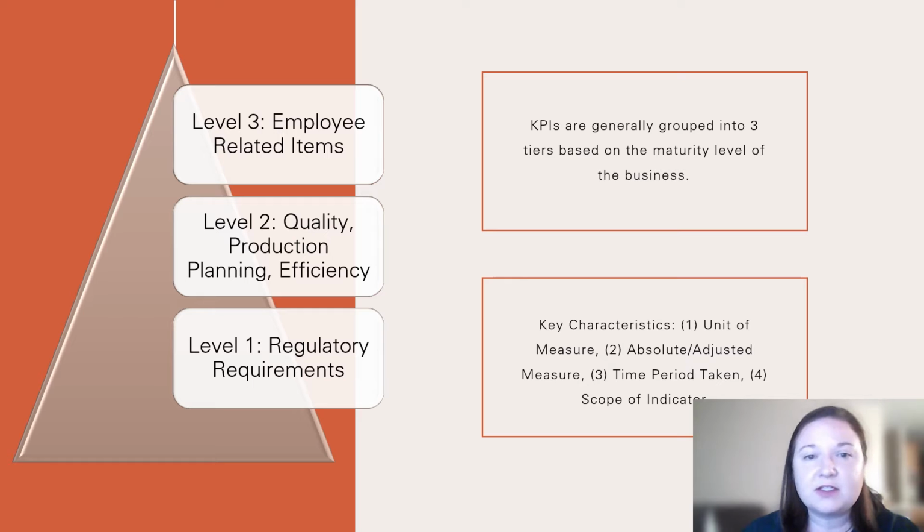Companies cannot advance to second-tier KPIs without first having a solid base of first-tier KPIs. Metrics in this tier include measurements such as overall equipment efficiency, first-pass yield, utilization efficiency, and first-pass quality. The third and top tier of KPIs are those that involve manpower requirements, such as turnover rate, lost workdays, and even job satisfaction. KPIs all contain key characteristics, including the KPI must have a unit of measurement, whether the measurement is absolute or adjusted, the time period the measurement is taken, such as daily, monthly, quarterly, or yearly, and the scope of the indicator.